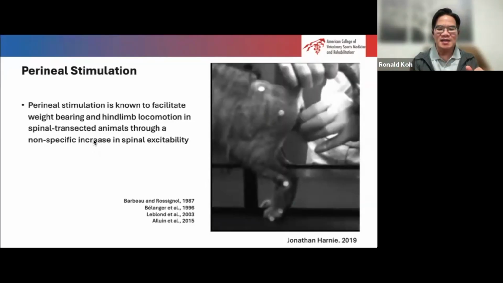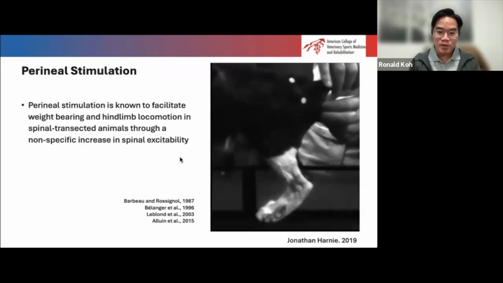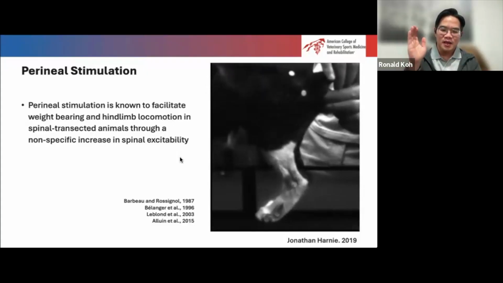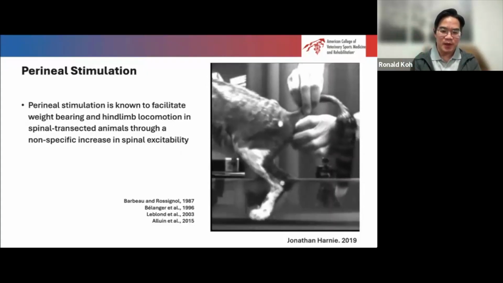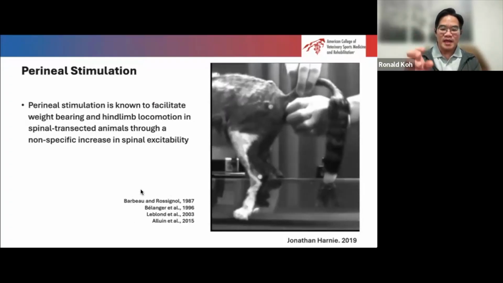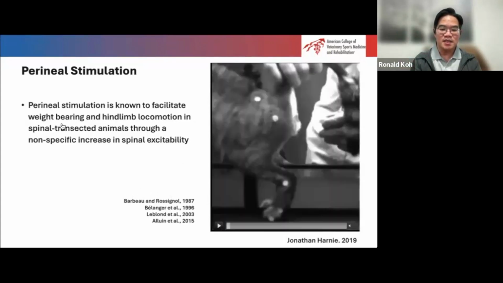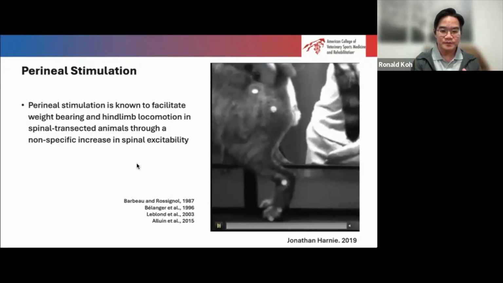So these cats could not bear weight, and those cats have no deep pain. They purposely cut the spinal cord and they became plegic. And when they stimulate the perineal regions, you can see that they really kick the back leg because of the excitability that happens within the spinal cord.